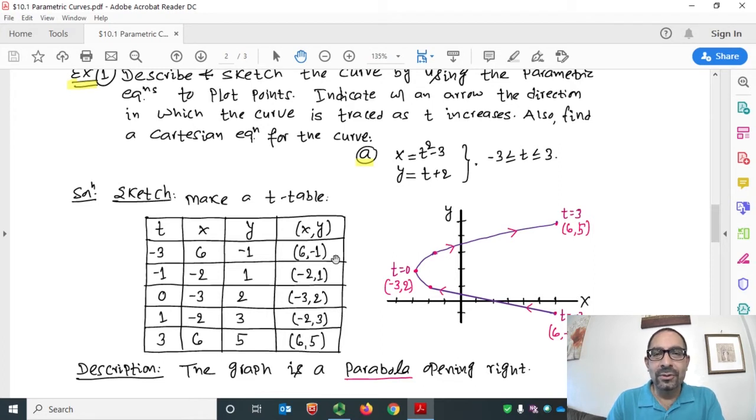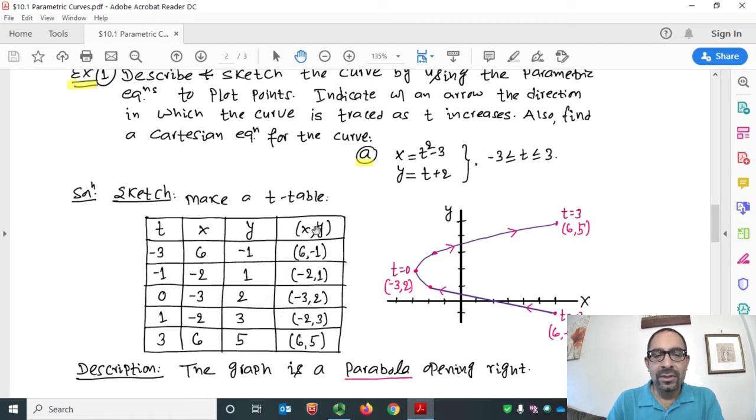I hope this makes sense to you all. Now, similarly, let's put t equals 0 here. Then t equals 0 gives us x equals -3, and y equals 2. So the ordered pair is (-3, 2), and so on. So we have this table.